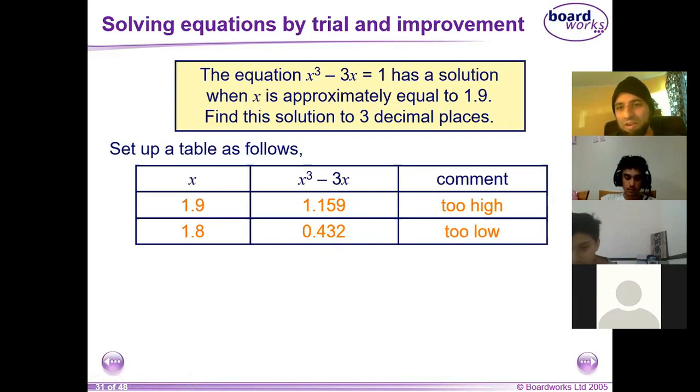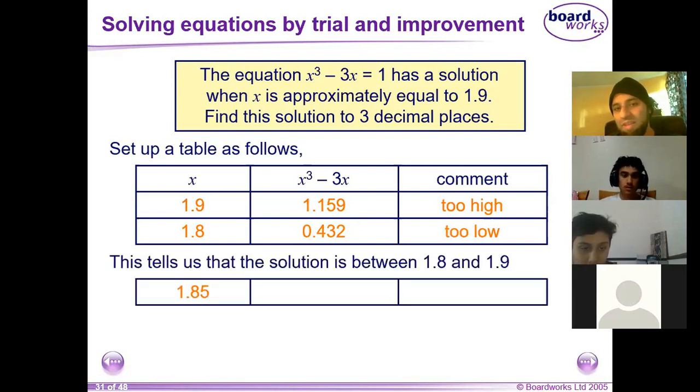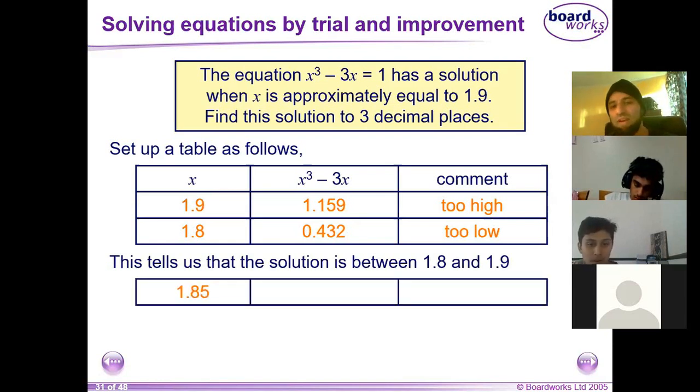Too low. So now we know 1.9 is too high. We know 1.8 is too low. So someone just said it. Well done. You put something in between the two. Maybe 1.85. Because we know if something's too high and too low, the answer's in between them somewhere, isn't it? So now we've said the solution is between 1.8 and 1.9. We can test 1.85. Try that out, guys.